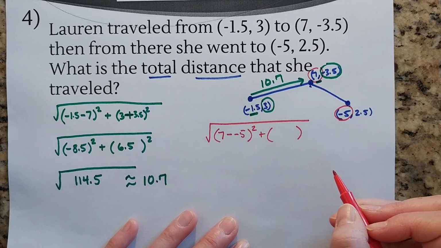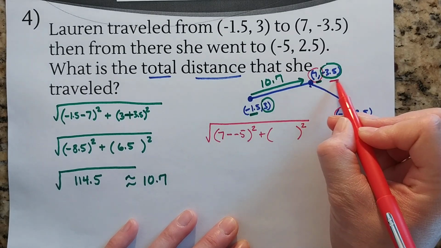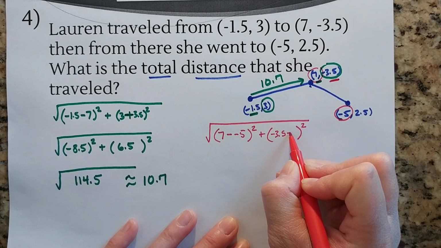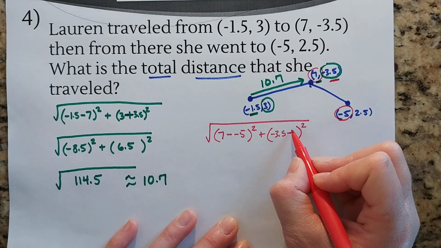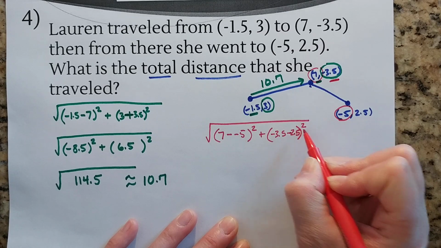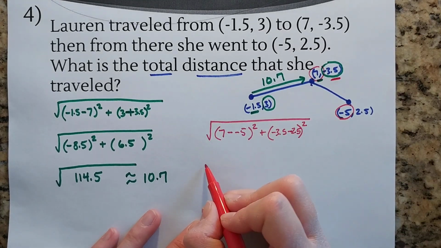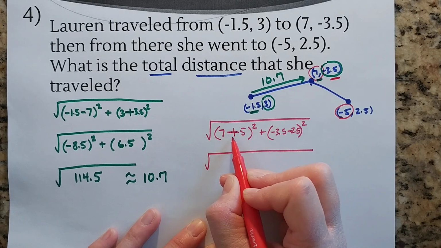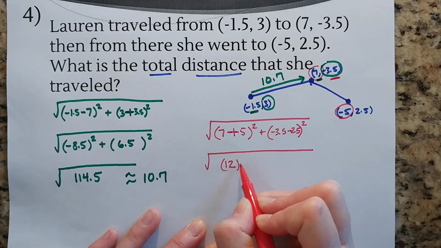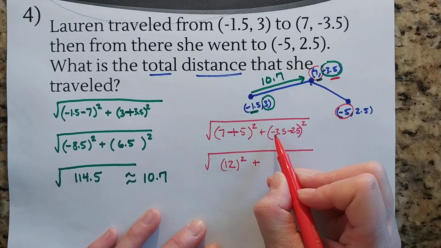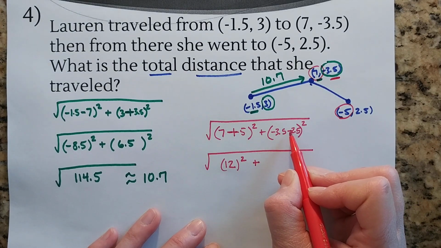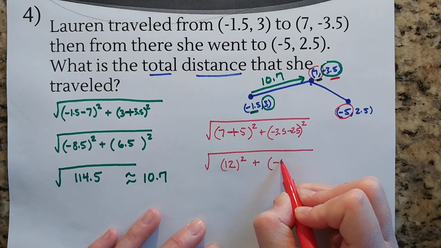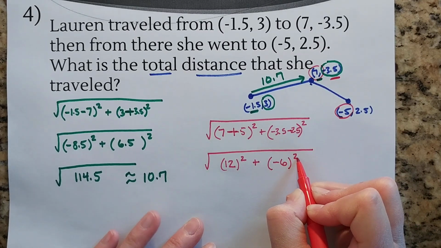Now I want to subtract the y's. So here I have negative 3.5, subtract, and here I have a 2.5. Running out of room again. Okay, well I know that this means add. So this is 12 squared. And if I have negative 3.5 and I subtract 2.5 more, that's going to give me negative 6. You could type it into a calculator also.